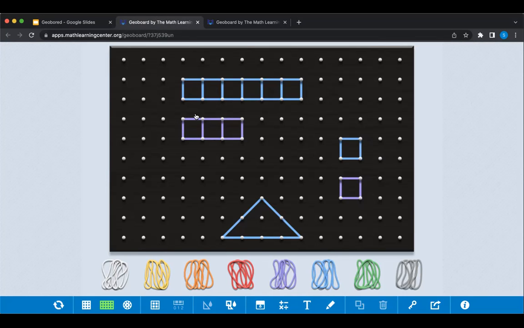Our next problem, 9 divided by 3. So we have our 3 purple squares here and we have 6 blue squares. How many more blue squares do we need to add to get to 9 from 6? 3. Great job. So let's add our 3 blue squares. And when you're done, give me a thumbs up so I know you're ready to move on. I'm going to walk around and check your geo squares to make sure they look just like mine, okay?